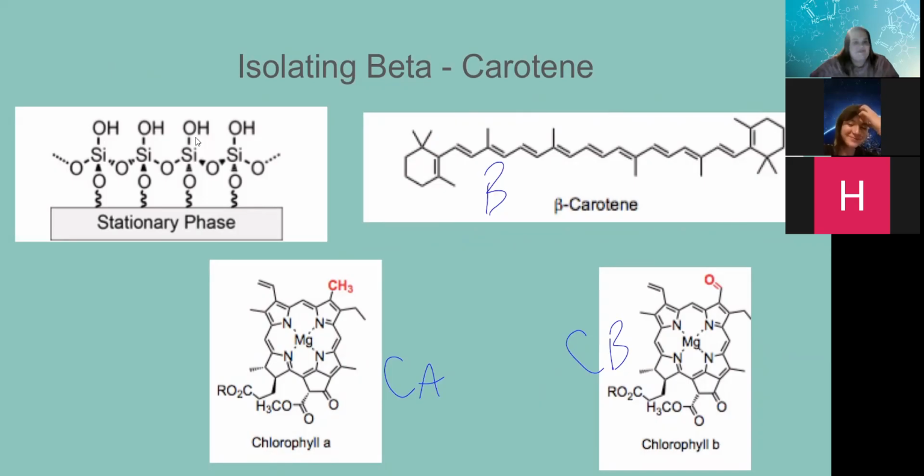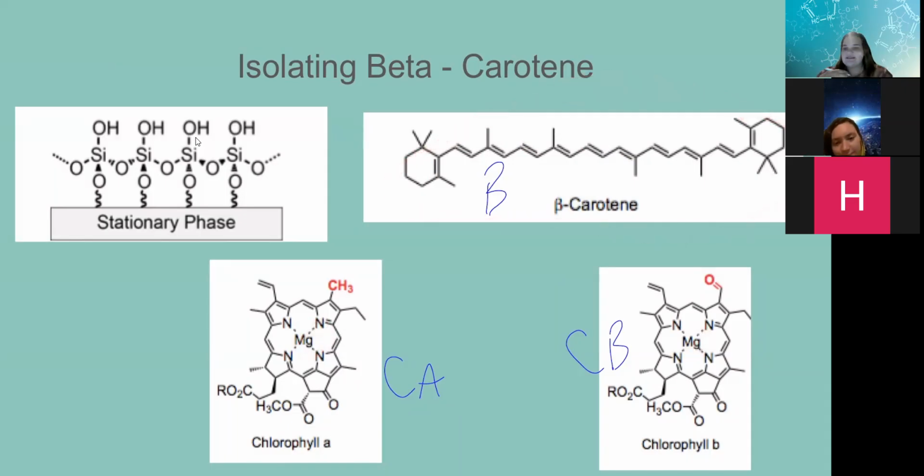B, excellent. B for beta-carotene. Love it. Okay, so yeah, beta-carotene is more nonpolar. Guys, this is all hydrocarbons. There's literally no oxygens, there's nothing fancy like a magnesium, like these guys have. So beta-carotene is the most nonpolar, right?